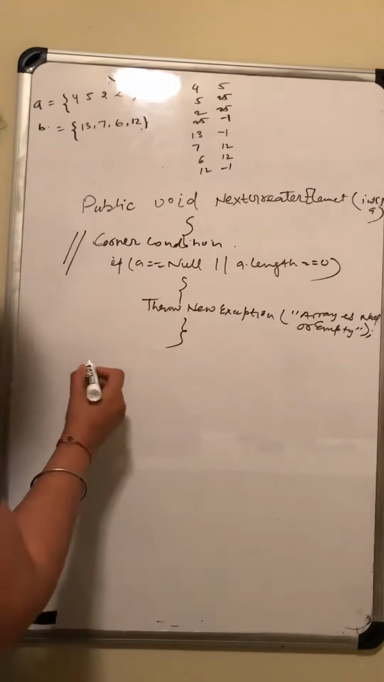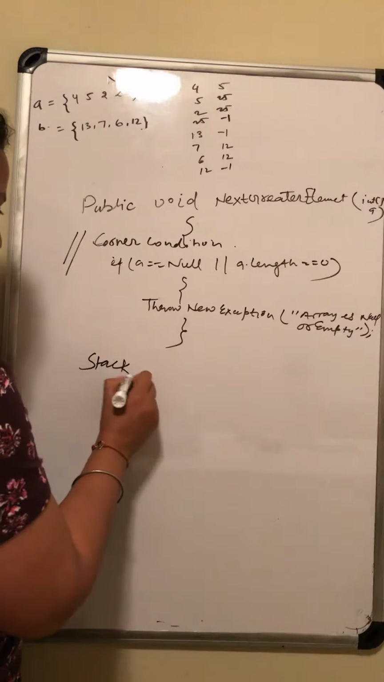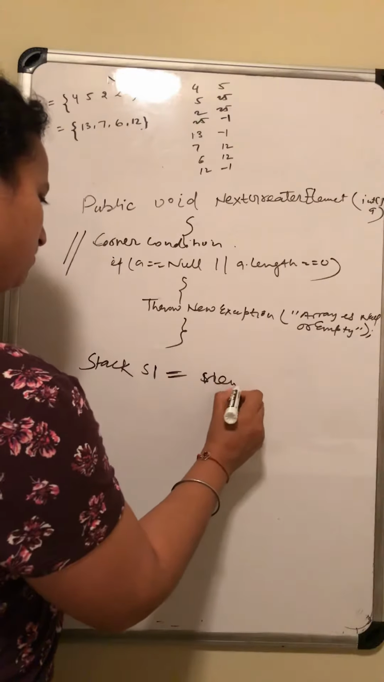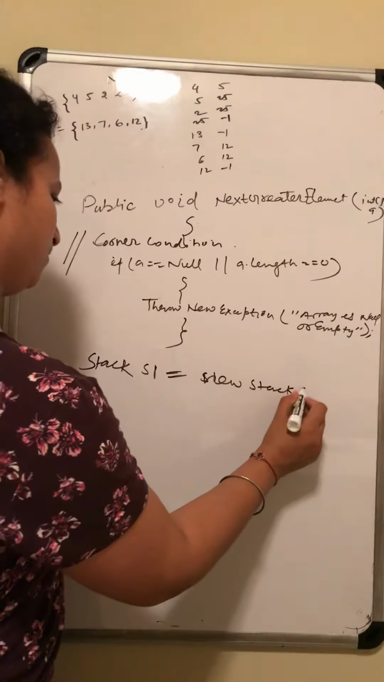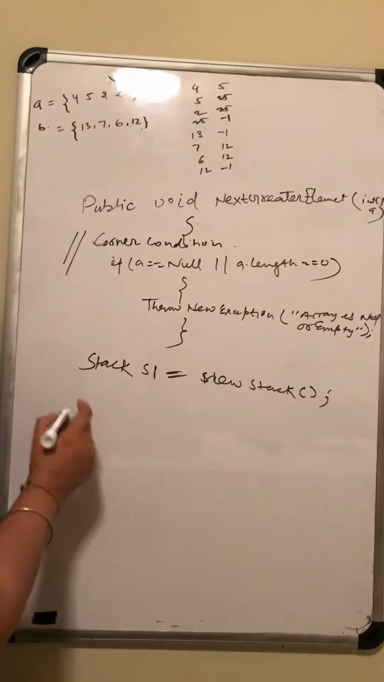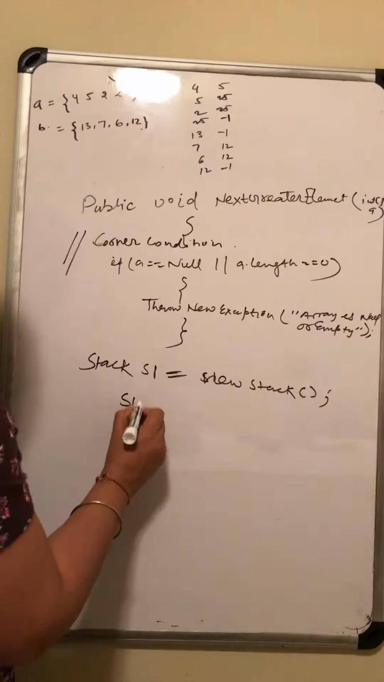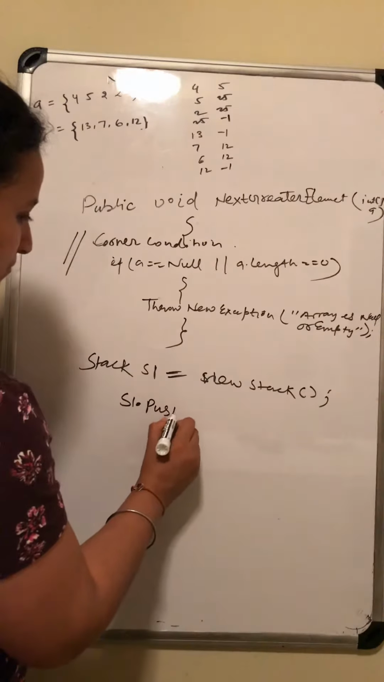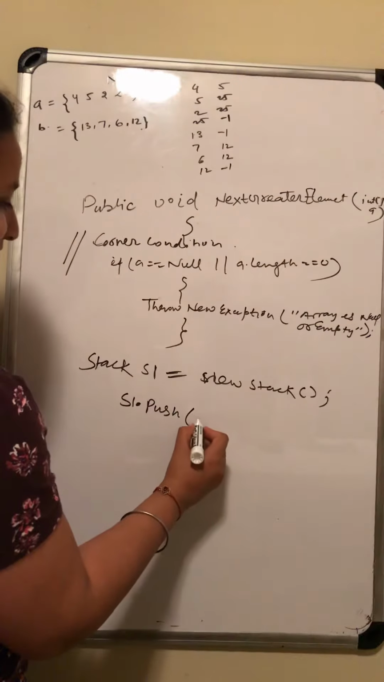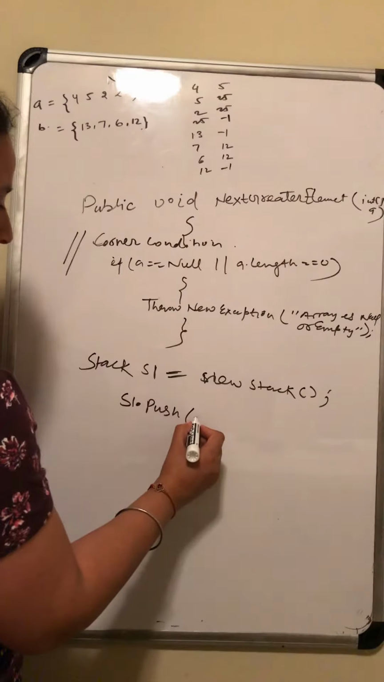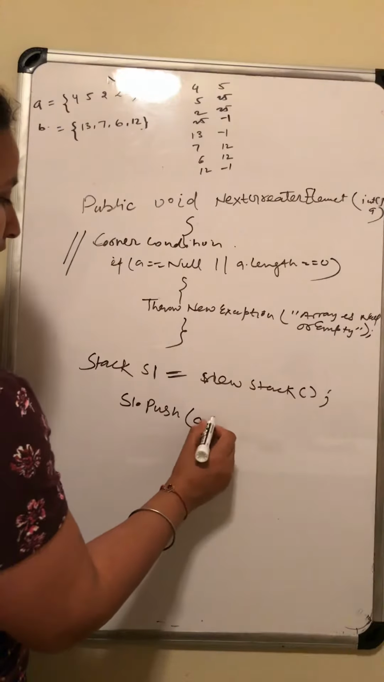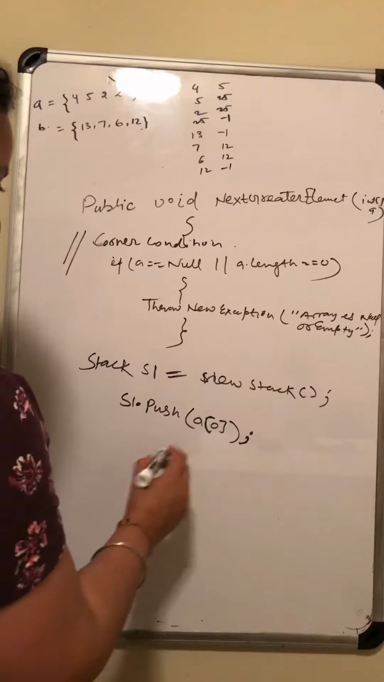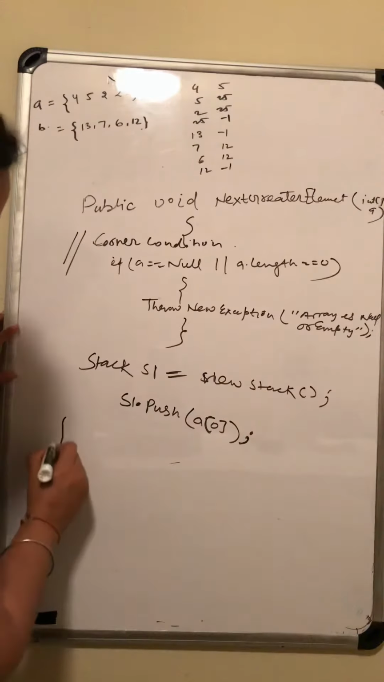Now I will take a stack. I am using another data structure, that is the stack. New stack. I will push the first element of the array into the stack: s1.push(array of zeroth element). Now I will iterate over the array.